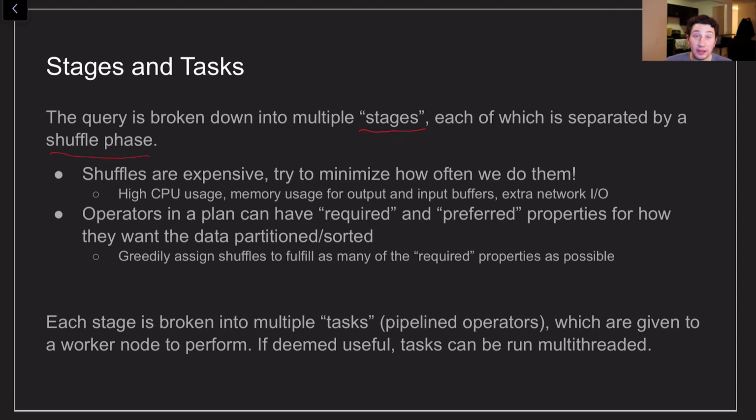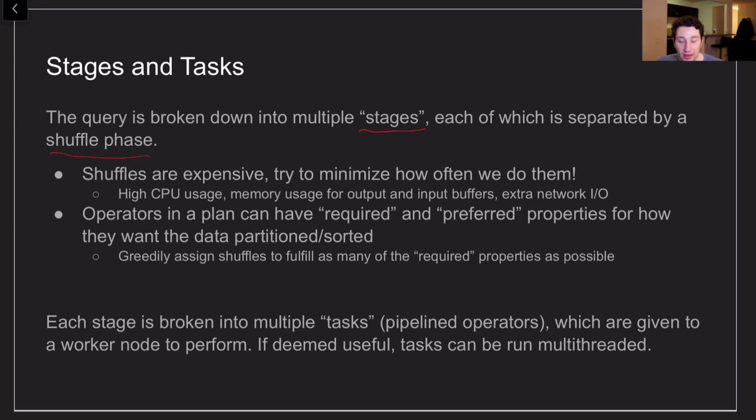Now, it's worth noting that we don't really want to be doing a lot of shuffles, right? Because shuffles are super expensive. You're taking a bunch of data and you're sending it pretty much from every node that's executing a query to all of the same nodes executing the same query, but you're also doing a bunch of sorting, you're using a bunch of CPU, you have to have all of this data stored in memory temporarily in these input and output buffers. And so we don't really want to be doing this. In fact, we want to be doing it as infrequently as possible.